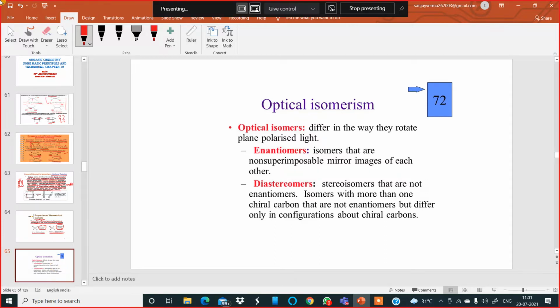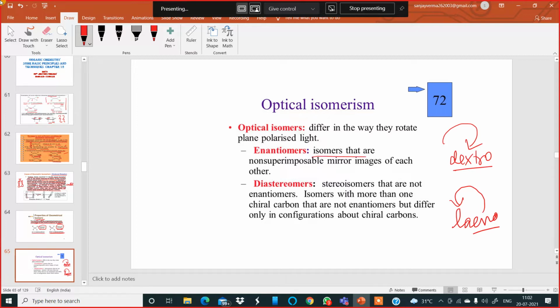If you look at the sentence on optical isomerism, optical isomers differ in the way they rotate the plane polarized light. If the light is rotated in the clockwise direction, then it is a dextro isomer. If it is rotated in the anti-clockwise direction, it is a laevo isomer. Now I will clarify this in my incoming slides.